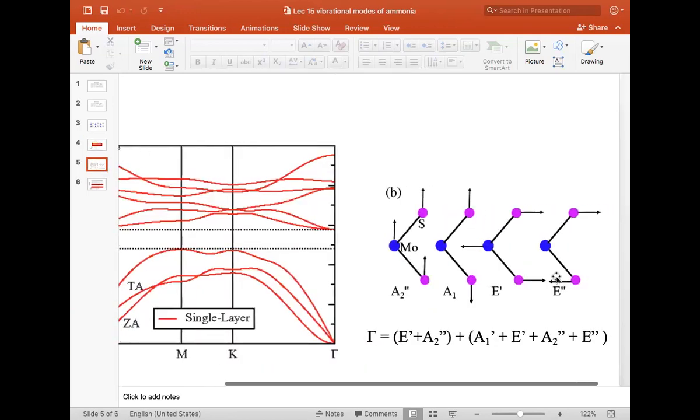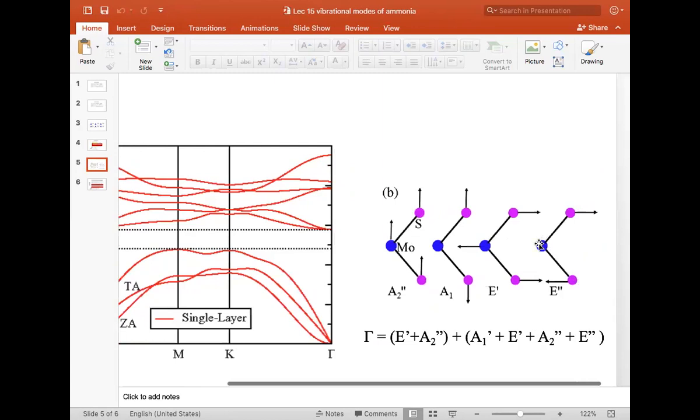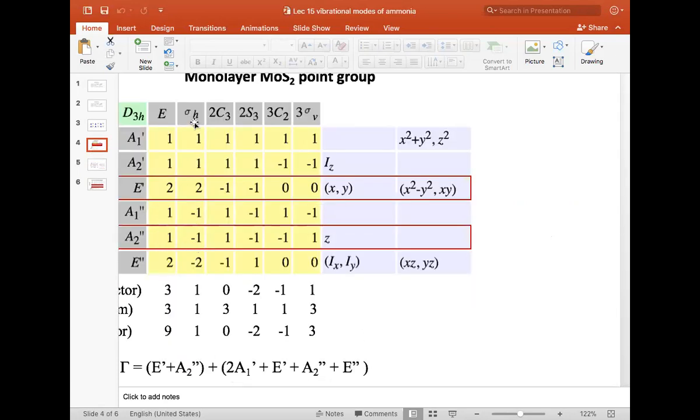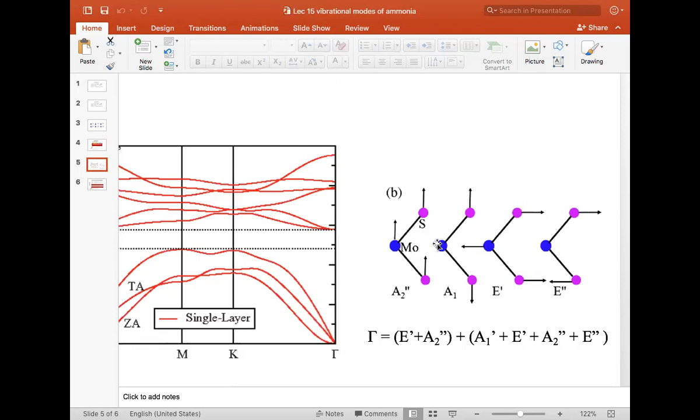And then this is E double prime. In E double prime, the middle atom does not change. This atom moves one way, the top atom moves another way. So if you do the horizontal reflection, it will be opposite. It will become negative. So you check the character table, and this one is -2. So this is the correspondence between the mode and the symmetry.